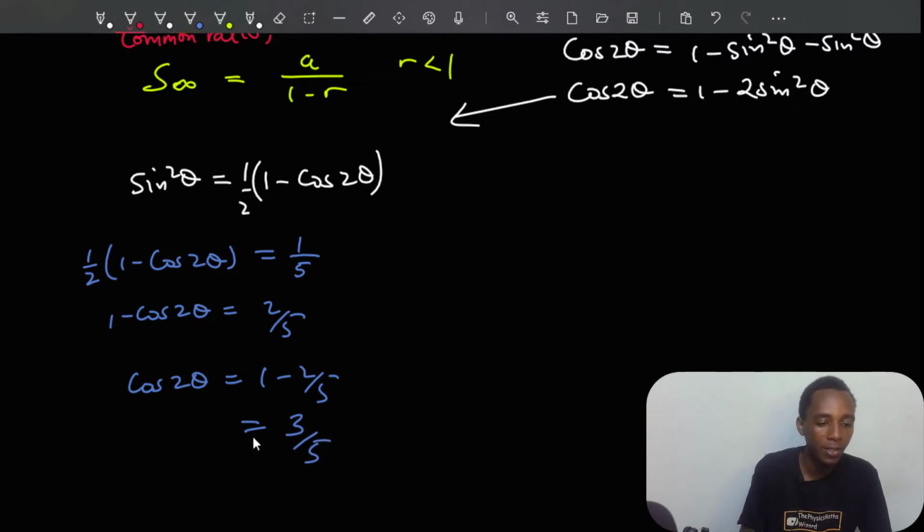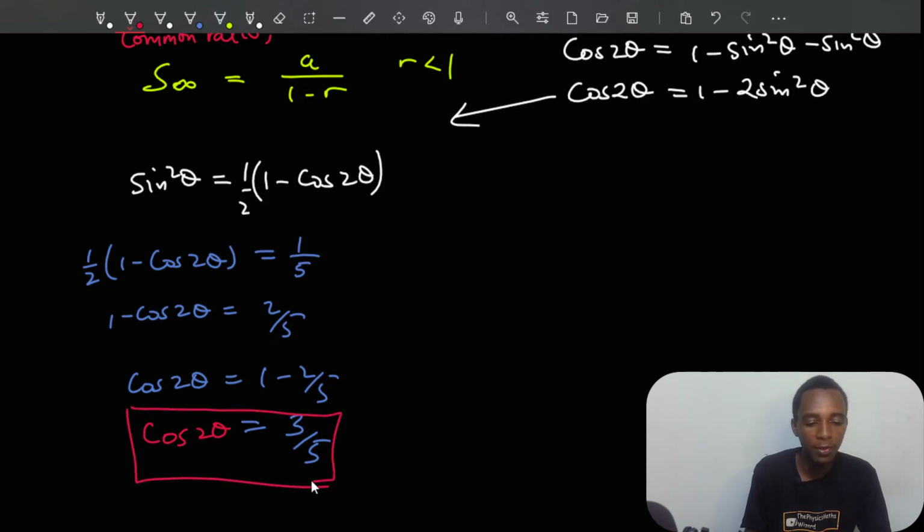So that's our solution. Cosine of 2 theta is 3 over 5.